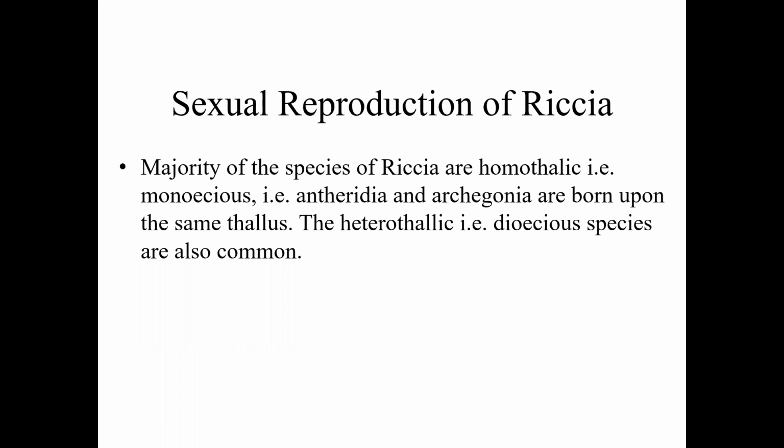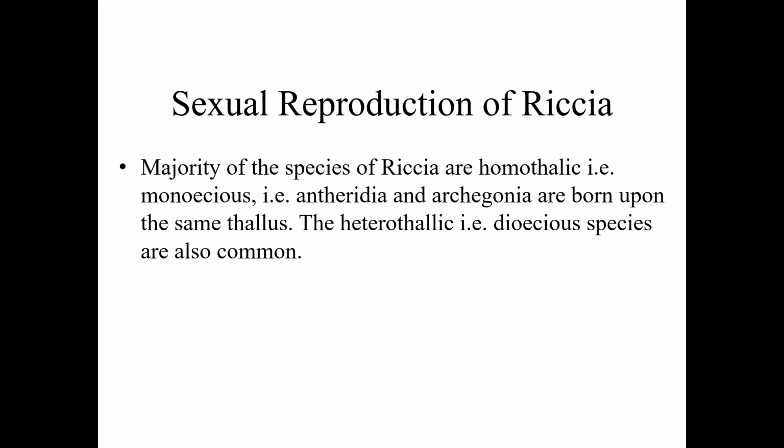In this video, we are talking about the sexual reproduction of Riccia. The majority of the species of Riccia are homothallic, that is monoecious. It means the antheridia and archegonia are borne upon the same thallus.